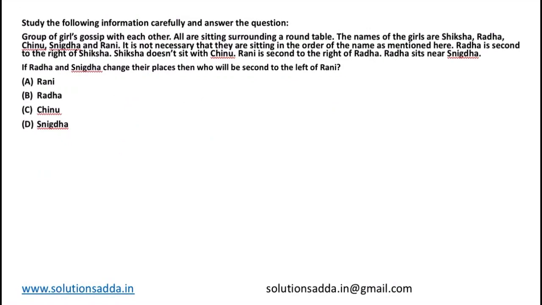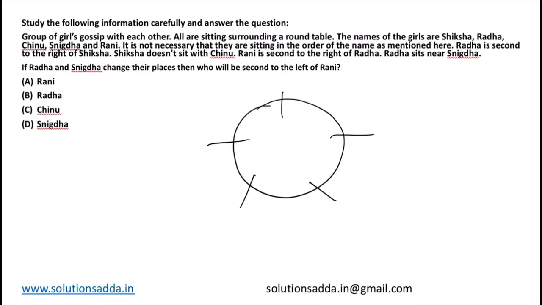So this is an aptitude question based on sitting arrangement. A group of girls gossip with each other. All are sitting surrounding a round table. The names of the girls are Siksha, Radha, Chinu, Snigdha and Rani. So there are 5 girls. It is not necessary that they are sitting in the order of the names as mentioned here. So let us figure out the order from the question.